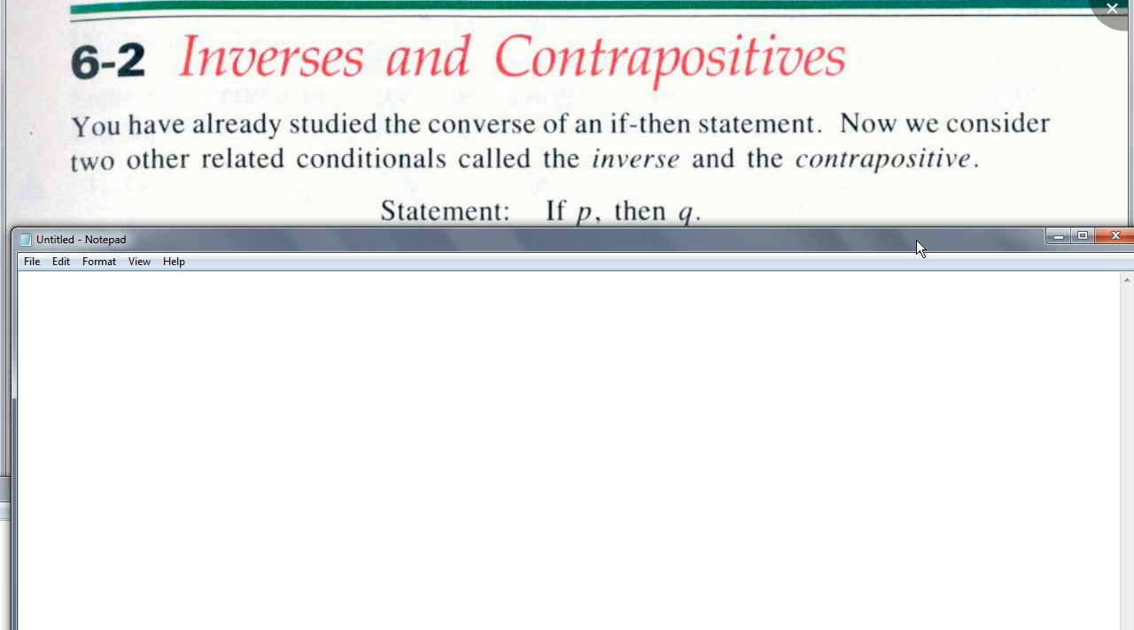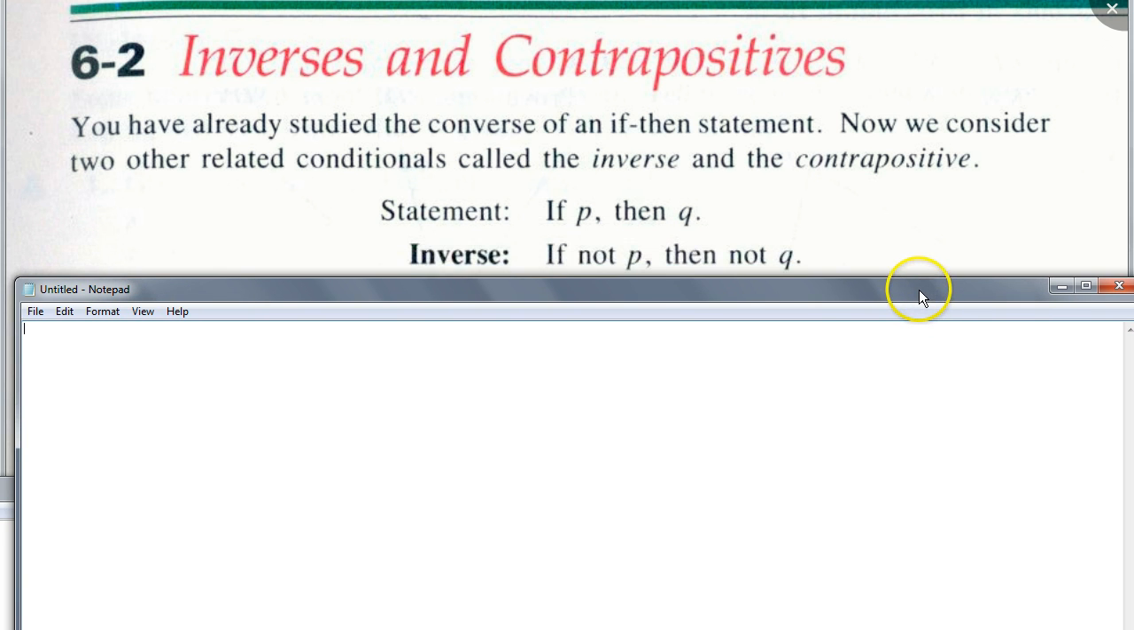So what is the inverse? For the inverse, you basically put not in front of the hypothesis and the conclusion. Anybody guess what that might be? Jonathan? If not P, then not Q. You got it. So just like the converse, write that down. The inverse doesn't have to come out true if the statement is true. It depends on the statement. It could be true or false. That's the inverse of the statement.